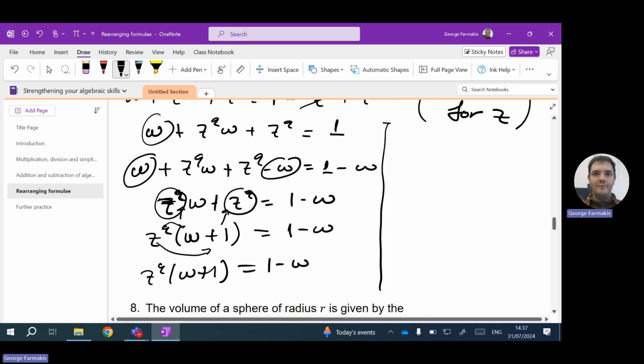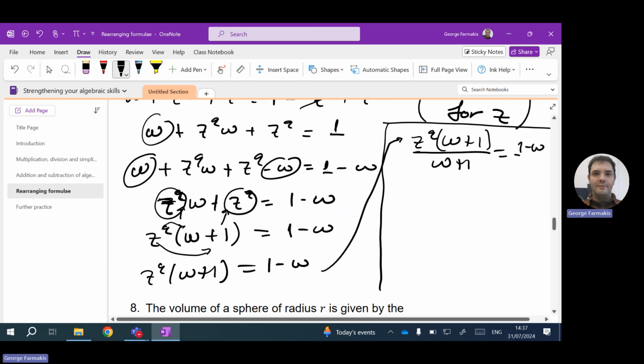Let me continue here. I want to get rid of the w plus 1 bracket, okay, this bracket. Because it multiplies z squared, I will divide. So if I divide both sides with w plus 1, here I would have 1 minus w over w plus 1. Here I can simplify, so I get z squared equals 1 minus w over 1 plus w.